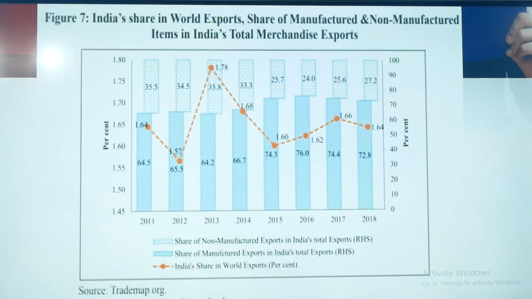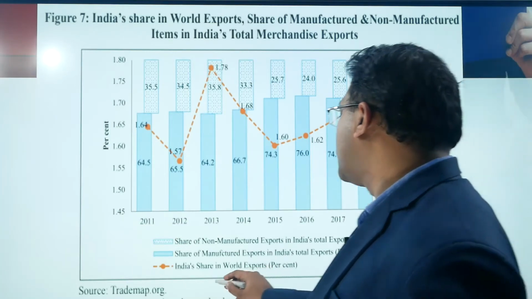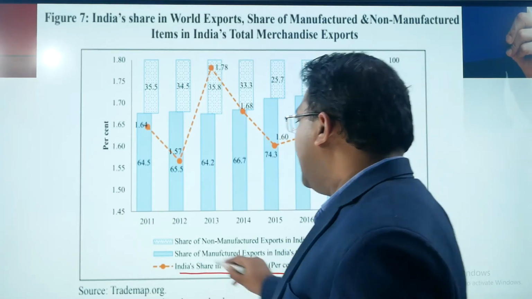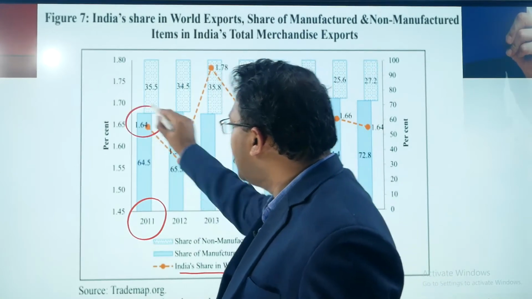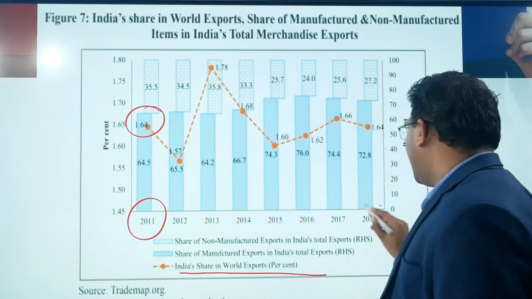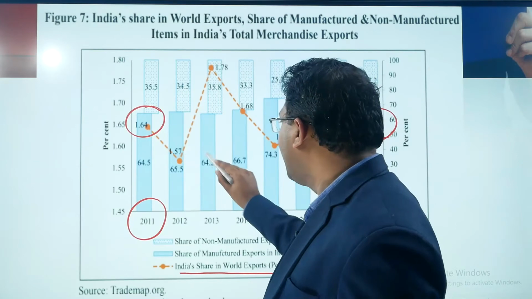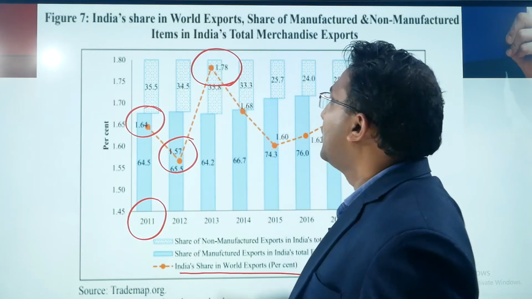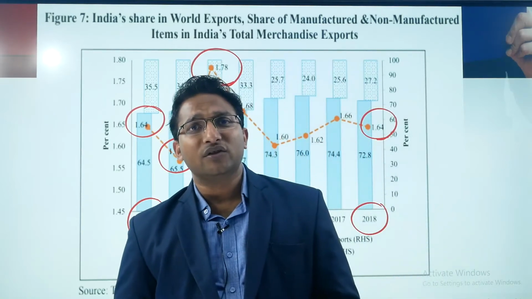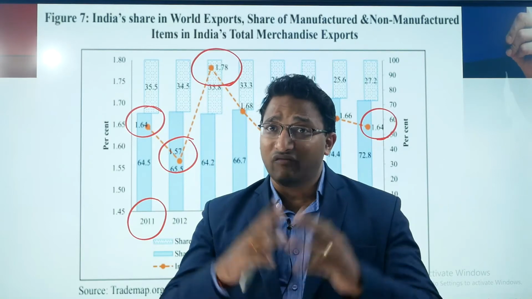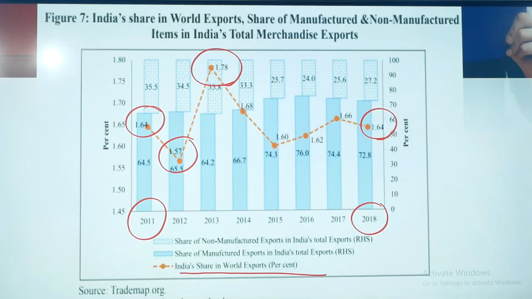Here you can see this figure which I have taken from the Economic Survey, India's share in world exports. In 2011, almost 10 years ago, India's share in exports was 1.64% of world trade. In 2018, it remains the same. In between it has been fluctuating. It went down to 1.57% and reached a maximum of 1.78%. This is a very shameful thing because in India we have approximately 16-17% of the world population, but our exports are just less than 2% of world exports. This is a very, very poor situation.